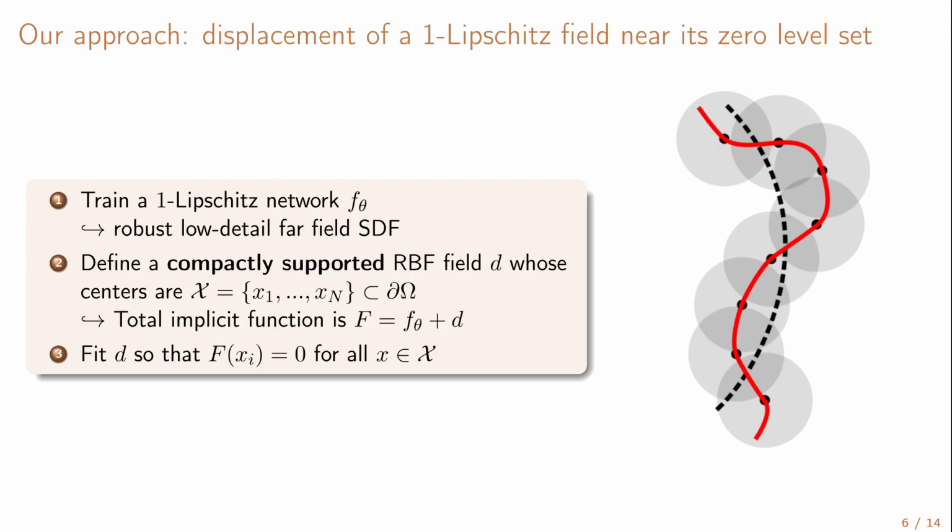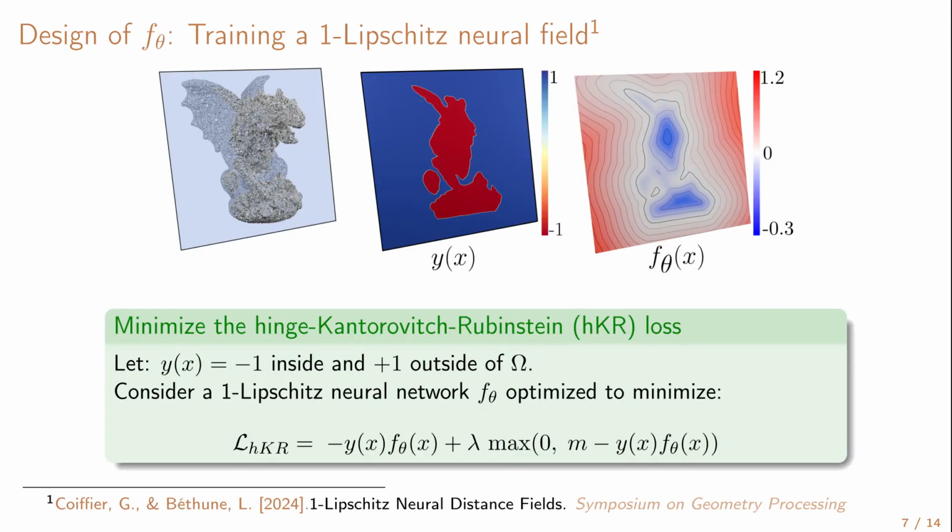So, as I said, the first step is to train a one-Lipschitz network. For that, there is nothing new. We rely on the method from two years ago. Recall that if you are given some inside-outside partitioning of an object, you are able to train a one-Lipschitz architecture on the hinge Kantorovich-Rubinstein loss, which converges to the signed distance field of the object. I won't go into very much detail there, so if you have questions, please ask me afterwards.